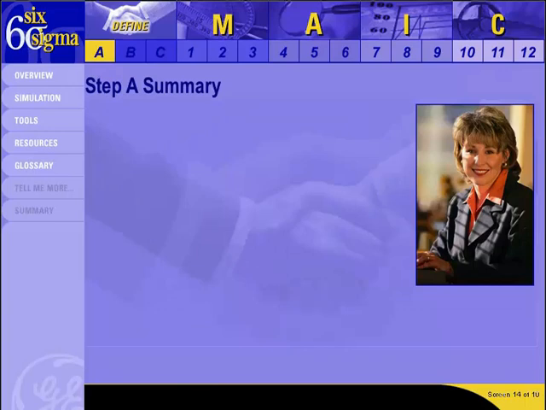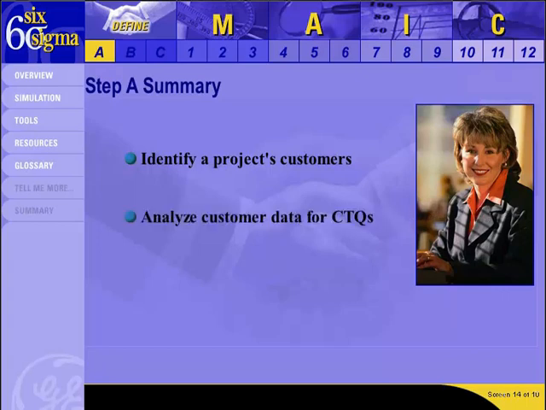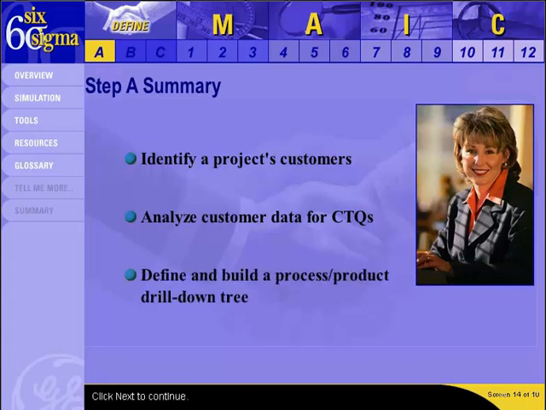You identified the project's CTQs, which means you identified the project's customers, which ensured a valid source for the voice of the customer, and analyzed the voice of the customer to determine the customer's CTQs. You also discovered that using the process product drill-down tree allowed you to integrate the customer data with business strategies and flow the customer's CTQs into the project's CTQs.